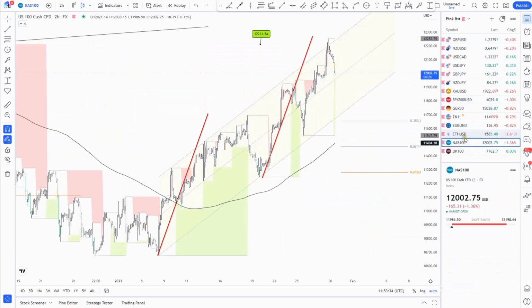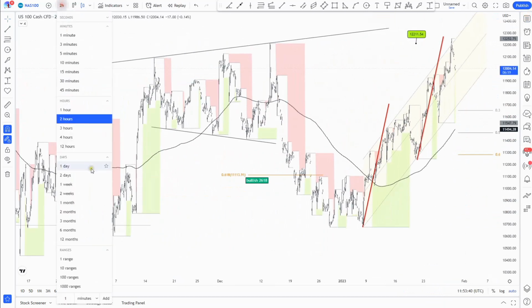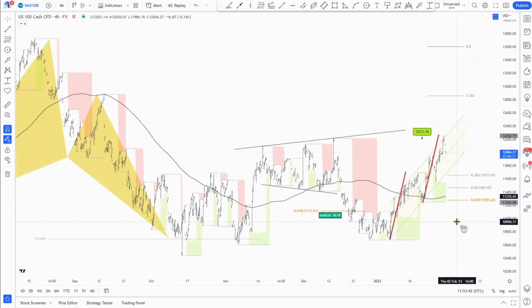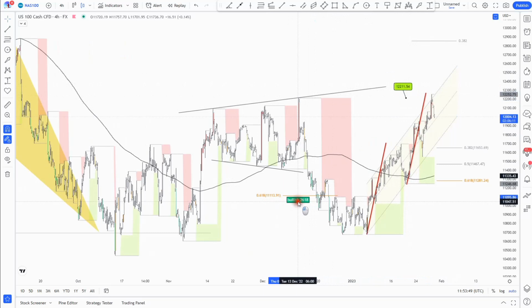Actually, let's cover first the index. The Nasdaq. I also shared that ascending channel for the Nasdaq. Note this is the default, this is my first target for my bullish 2618 setup. So I shared this setup before.